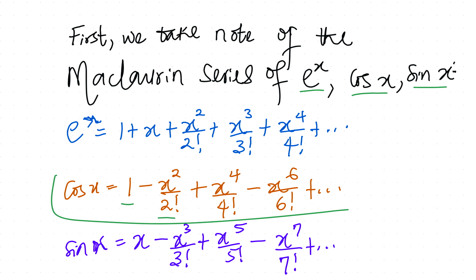Now, when we come to sin x, remember we saw sin x to be an odd function. For sin x, x is the same thing as x raised to power 1. And then you have minus x raised to power 3 over 3 factorial plus x raised to power 5 over 5 factorial minus x raised to power 7 over 7 factorial and all the rest. So it is important to take note of these things. Now that that is out of the way, let's see the next part.